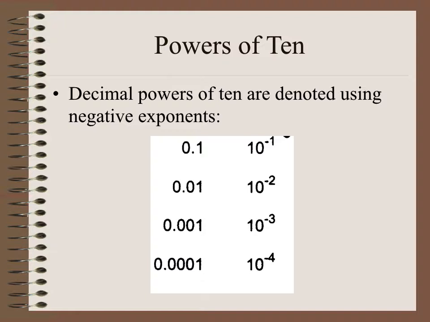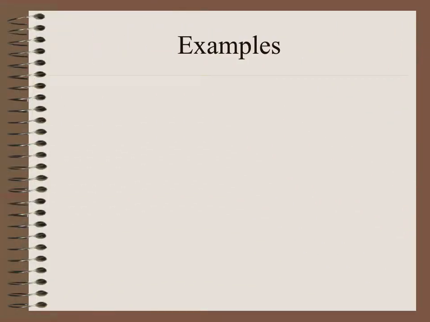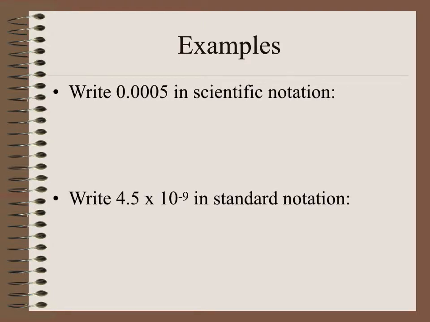We're going to use these in order to write our numbers now in scientific notation that are originally written as small decimals. Let's take a look at some examples. We are first going to take a number in standard notation, 0.0005, and write it in scientific notation.